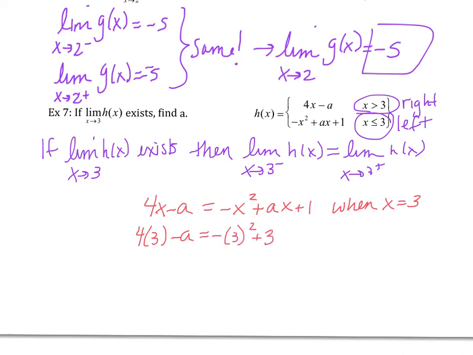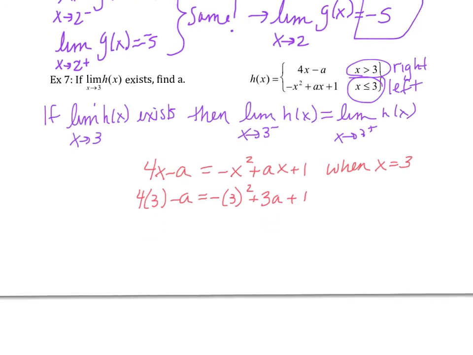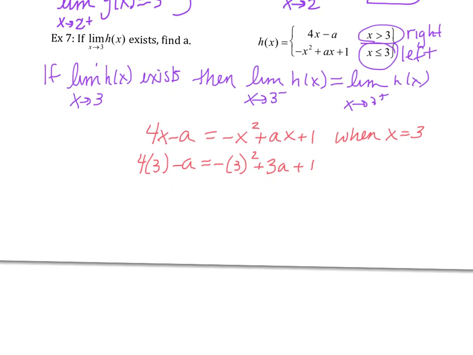Now, when you're doing this, you want to be careful because the negative is in front of the x squared. And when my negative is in front of the x squared, that does not mean it's included in my exponent. So as I'm solving this, I'm going to have 12 minus a equals -9 plus 3a plus 1. And if I finish solving, I end up getting 20 equals 4a, therefore a has to equal 5.